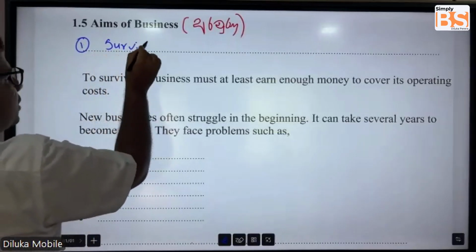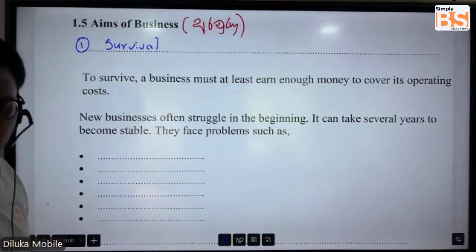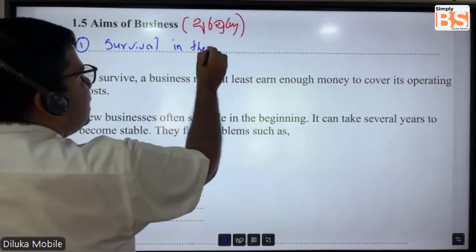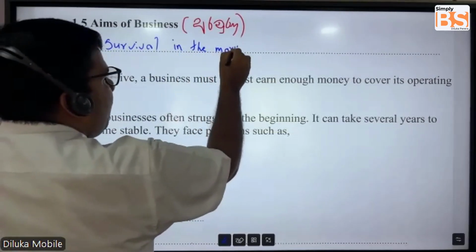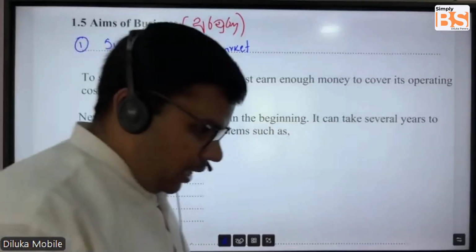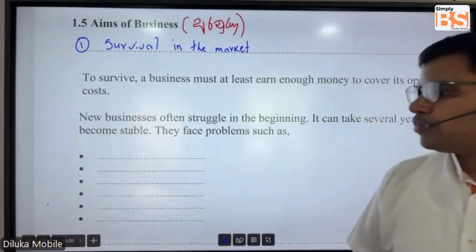survival in the market. While I'm reading, you can fill in your blanks. Survival in the market.